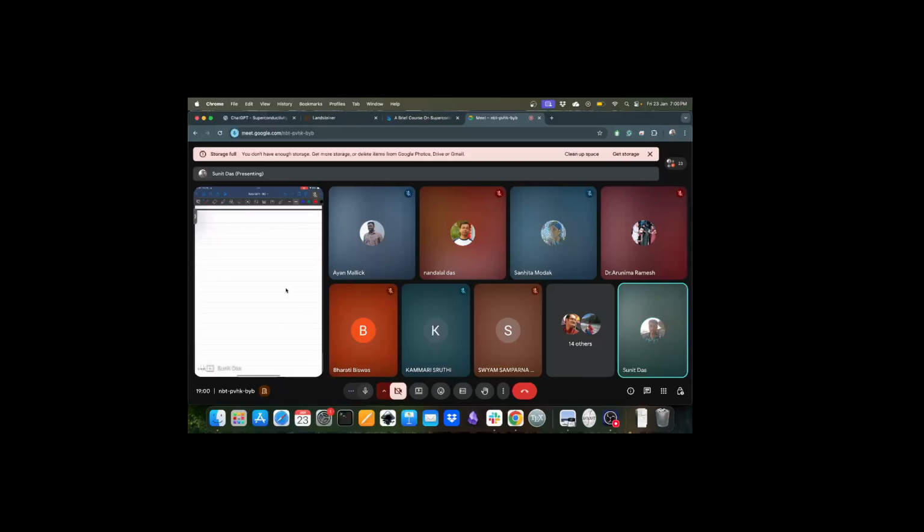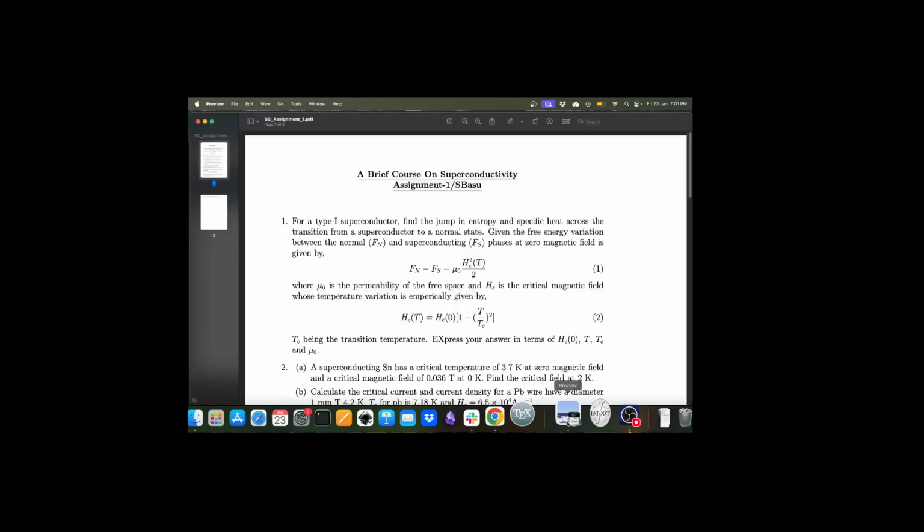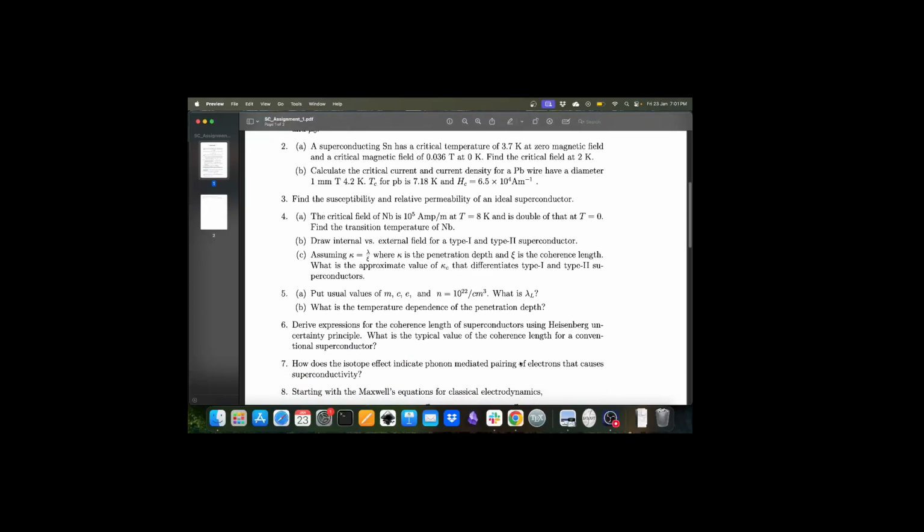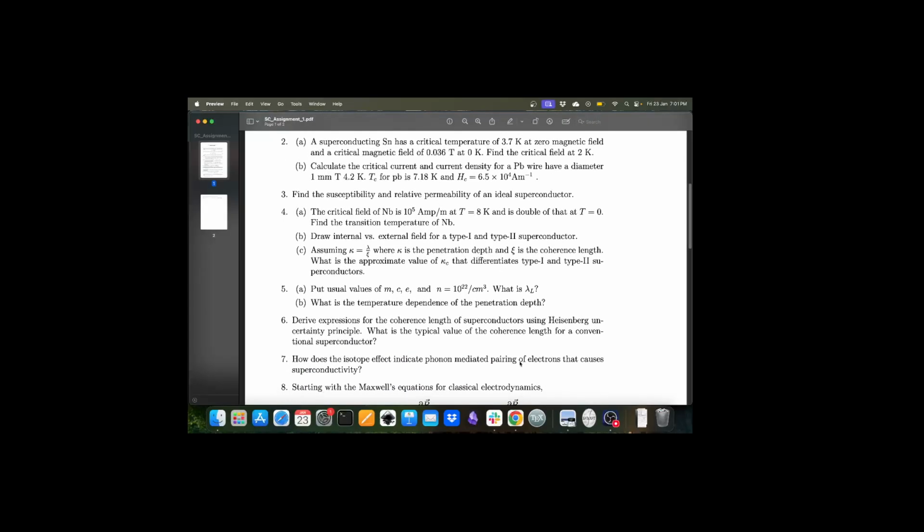Okay, so this was the first question, and then the second question was actually purely mathematical, I mean numerical.